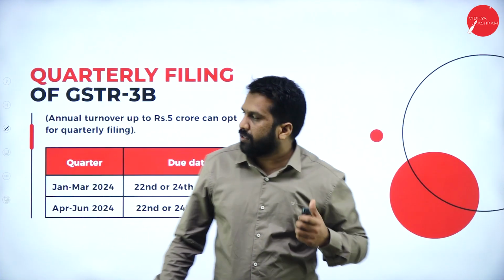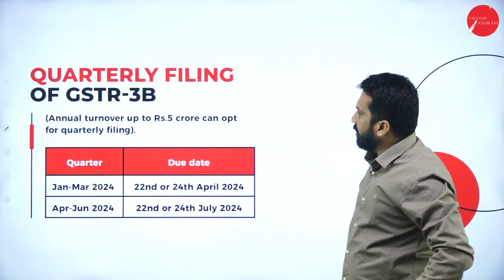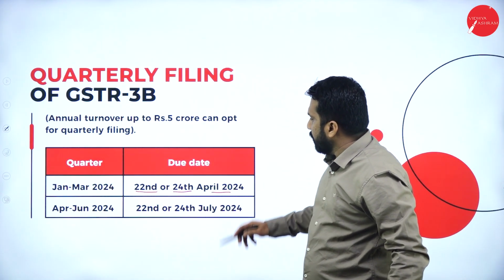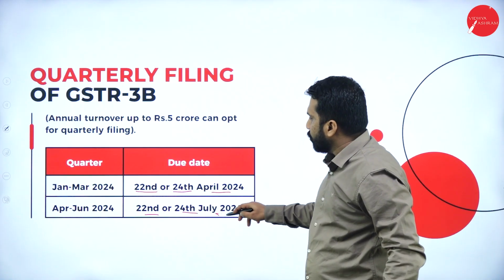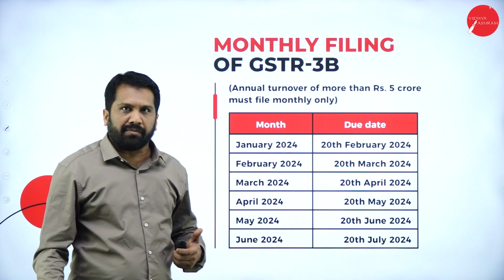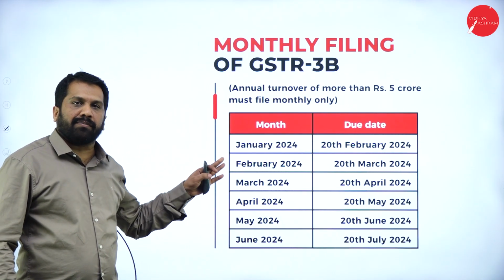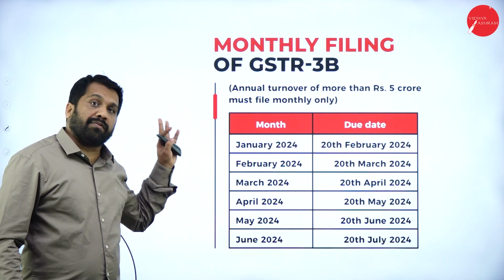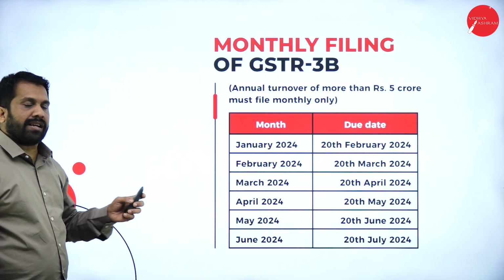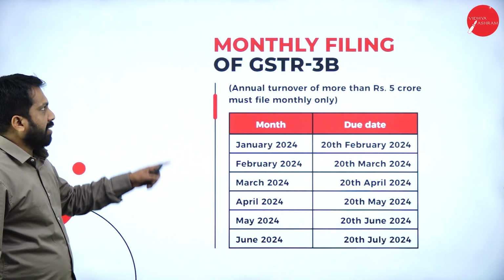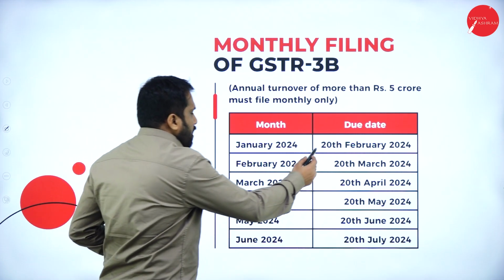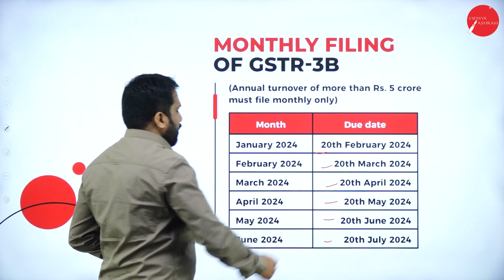Next, after this, quarterly filing, Jan to March, 22nd or 24th April, 22nd or 24th July will be your due date. So many due dates are there to remember. As I told you, monthly it is very simple, 11th of next month. Then when we did quarterly, you have to wait till the 13th of that month. Again, monthly filing of GSTR 3B, 20th of each month.